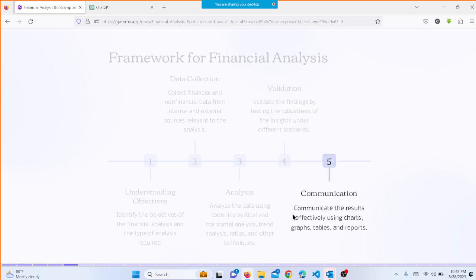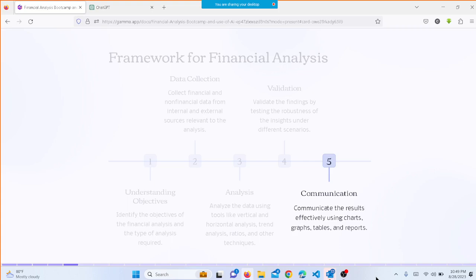And then finally you have to communicate. If you are making the financial analysis only for your own particular decision, you still need some kind of graph, chart, or insight reports to be able to prepare for making those decisions. Or if you are doing it for somebody else, then you want to generate the results in terms of reports, graphs, tables, or anything else.